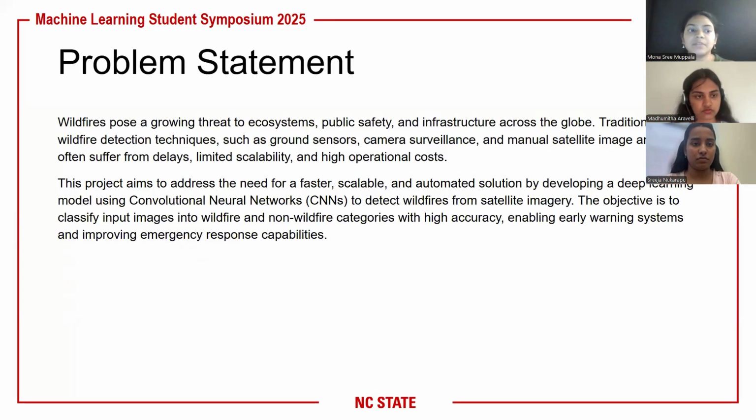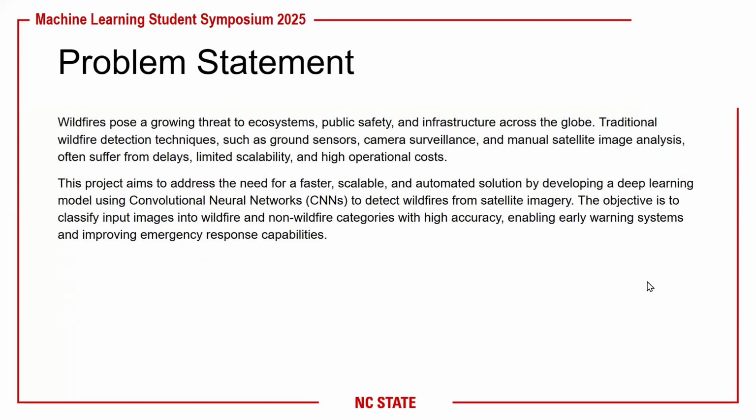For the problem statement, wildfires are increasing every day. Old techniques like ground sensors, camera surveillance, and manual satellite images take more time and are not efficient. So this project aims to address the need for a faster, scalable, and automated solution by developing a deep neural model using CNN.